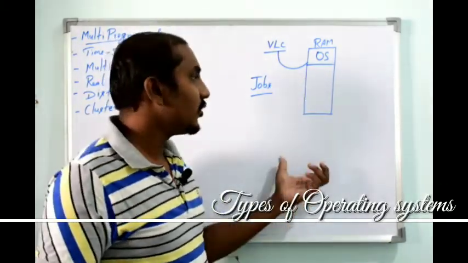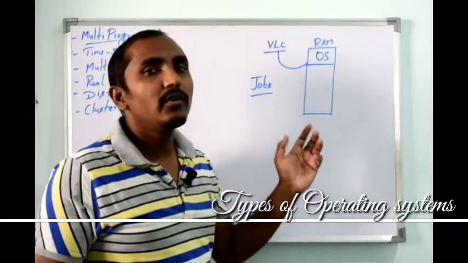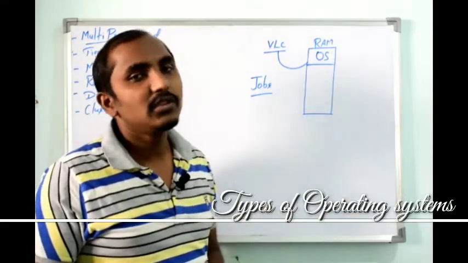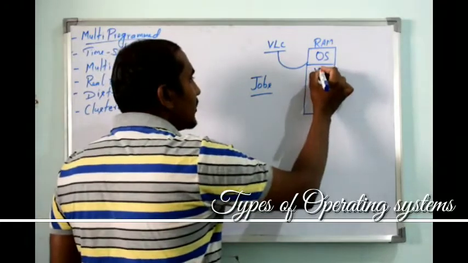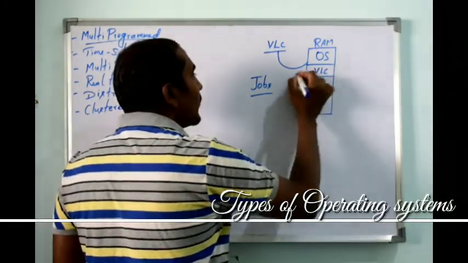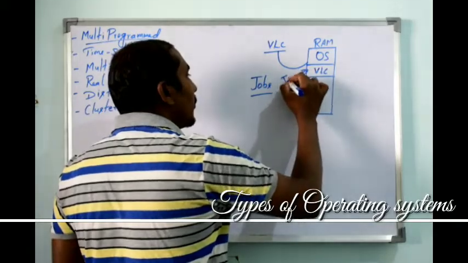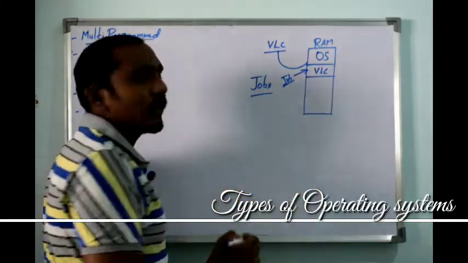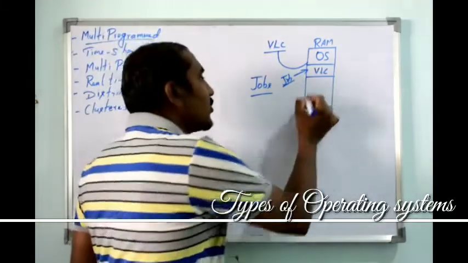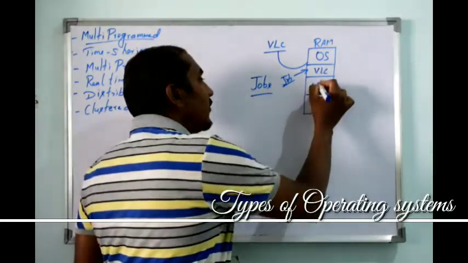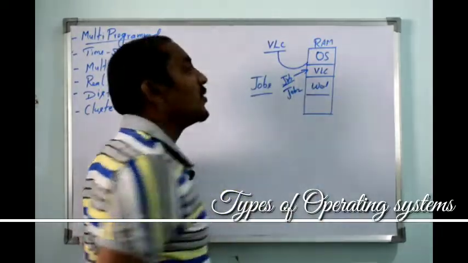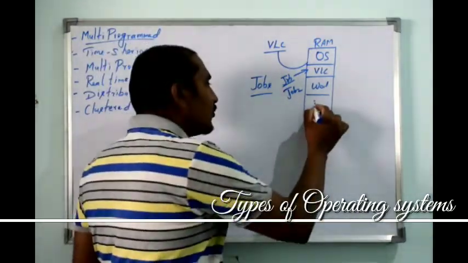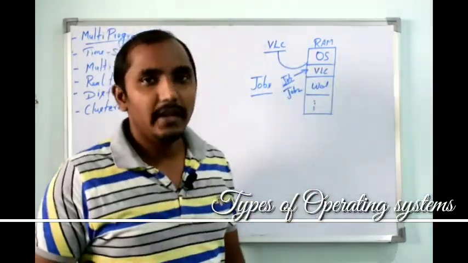Once you switch on your computer, the operating system is loaded onto the RAM and executed by your CPU. If you want to execute another program, say VLC player, that will be considered one job, one program that I want to execute. Similarly, if I want to execute MS Word, I'll write Word, that will be job number 2. Like this, I can have any number of jobs stored on the RAM.